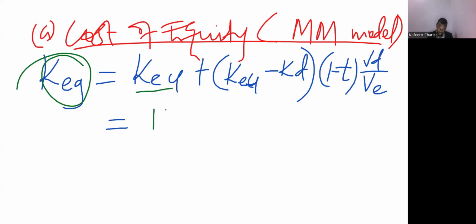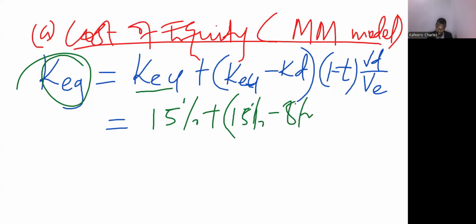They told us it is 15%, plus the cost, of course, this is the cost of equity of an ungeared company, that is 15%, minus the cost of debt. The cost of debt they told us is 8%. Of course, you don't adjust it here, because in this formula we have the tax component that we are going to adjust. So we just bring the cost of debt as it is, then we adjust here 1 minus the tax rate of 30%, because they told us the corporation tax is 30%.